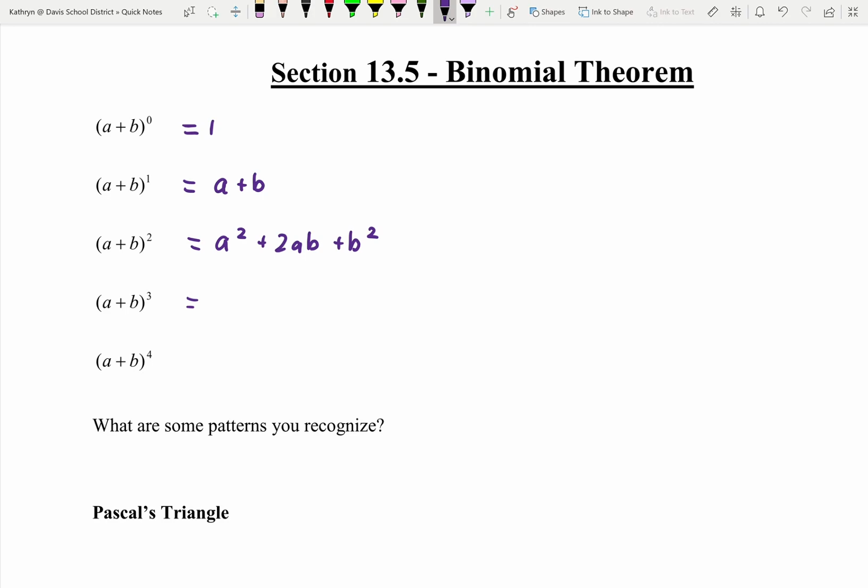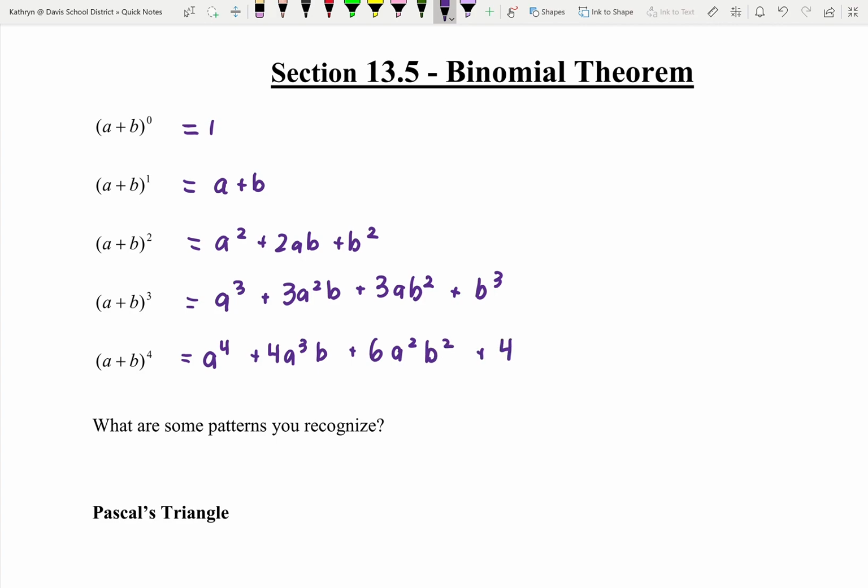(a+b)^3 is equal to a^3 + 3a^2b + 3ab^2 + b^3. (a+b)^4 is a^4 + 4a^3b + 6a^2b^2 + 4ab^3 + b^4. Okay, now that's not something you need to know, to be able to do like that.